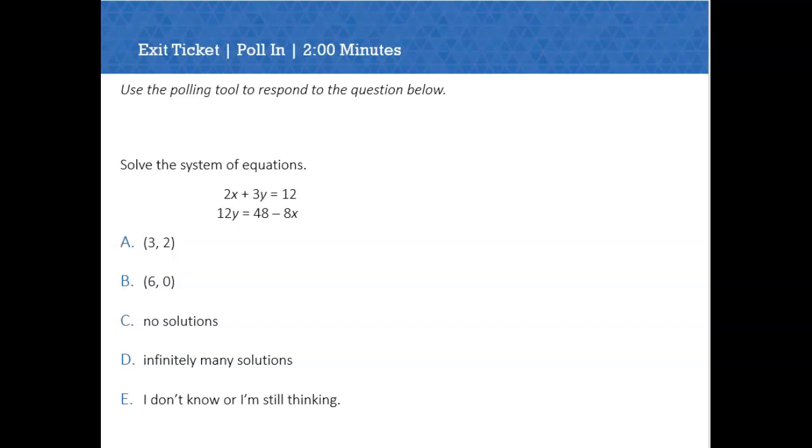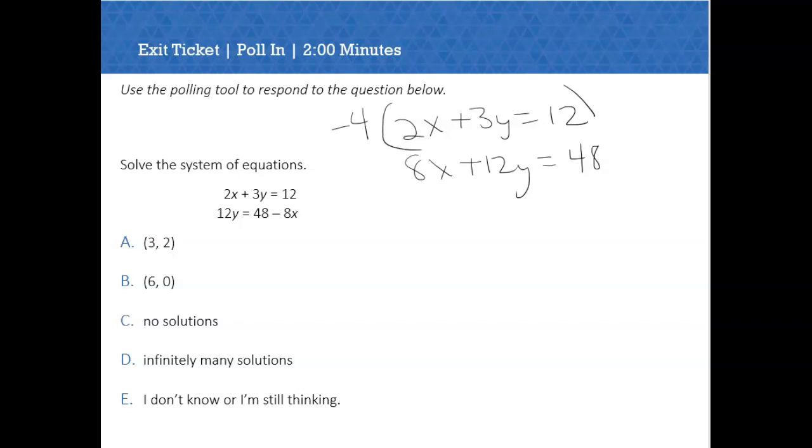This one just says solve. We can use any method we want. It's kind of a cluster. Let me rearrange this. We have 2x plus 3y equals 12. If I move this around, move the 8x, that's positive 8x, positive 12y equals 48. So I'm going to use elimination because I like it better. I'm going to multiply the top by negative 4 because then negative 4 times 2 is negative 8. And I did that, multiply by negative 4 all the way through.